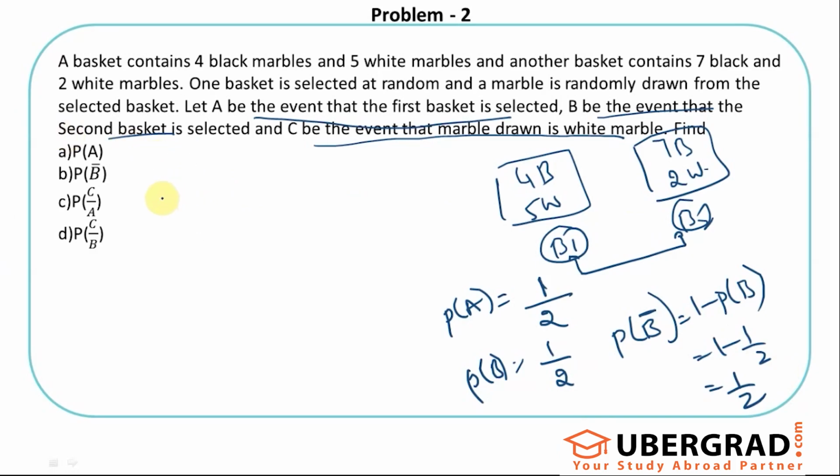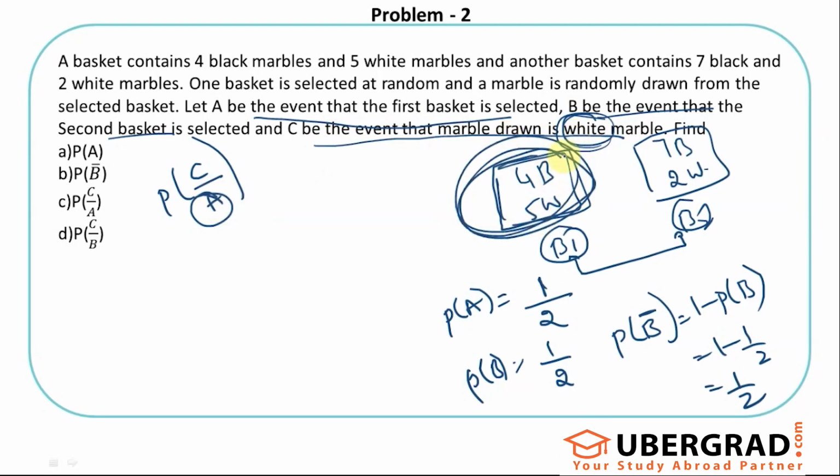Now the third question is saying find the probability of C given A has happened. Right? If A has happened, that means I've selected this basket. What is the probability of drawing a white marble? Because my probability C event is drawing white marble, right? A has happened means I've selected basket 1. Right? Now in the basket 1, I need to understand what is the probability of picking the white marble. That's basically 5 white marbles out of 5 plus 4, 9. That's 5 by 9.